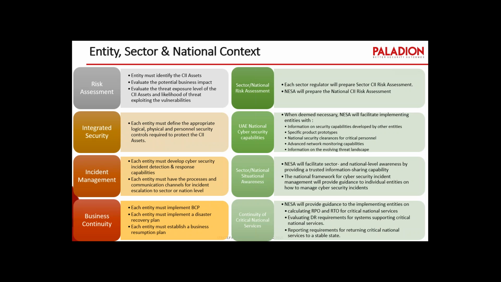And then finally, the third one is that each entity must develop cybersecurity incident detection and response capabilities, and each entity must have the process and communication channels for incident escalation to sector or national level. So it talks about a whole process that an entity will have to put in place to detect, respond, and finally, if required, escalate to the sector or national level. And also the fourth one is having the business continuity plan in place for each entity. So that's the entity context.